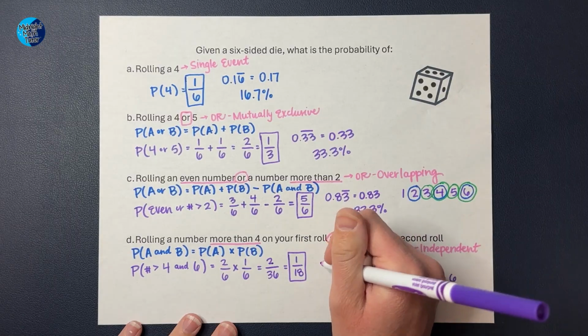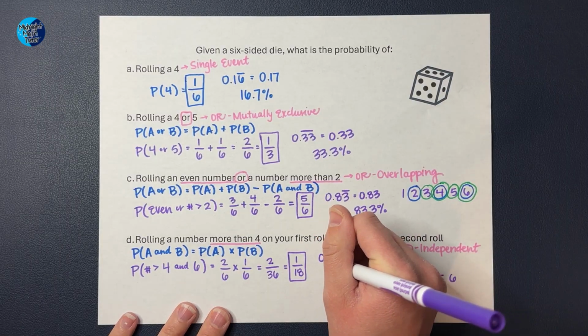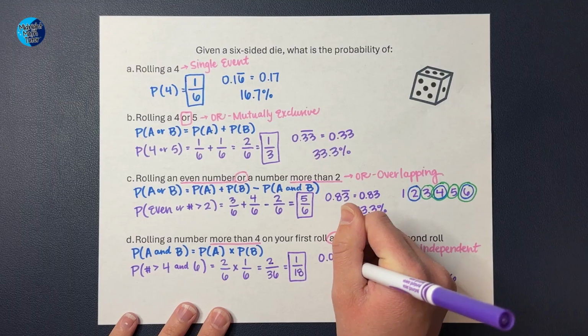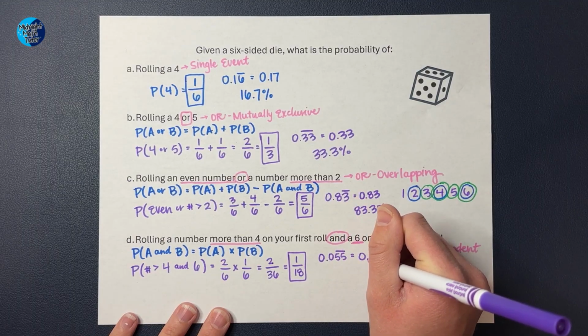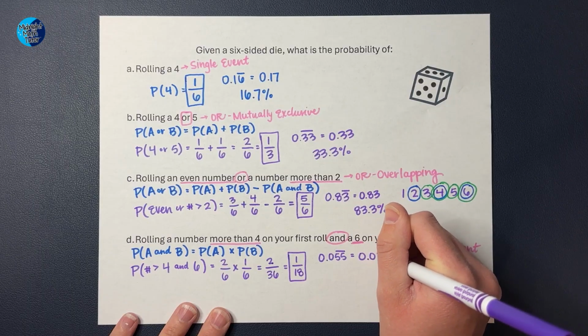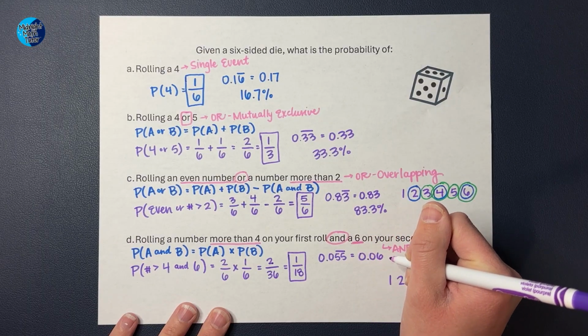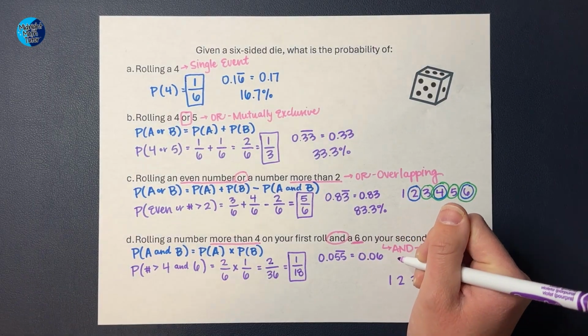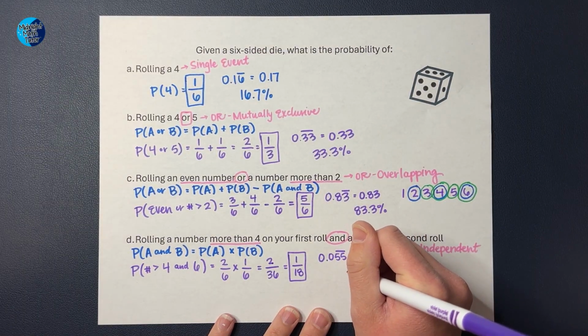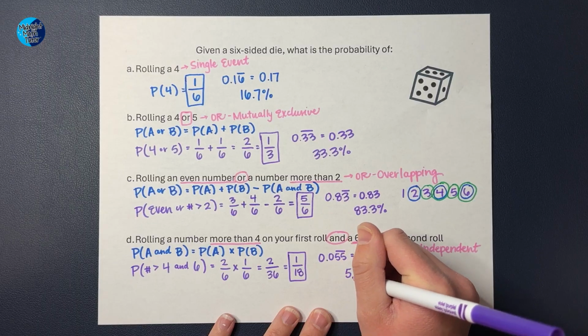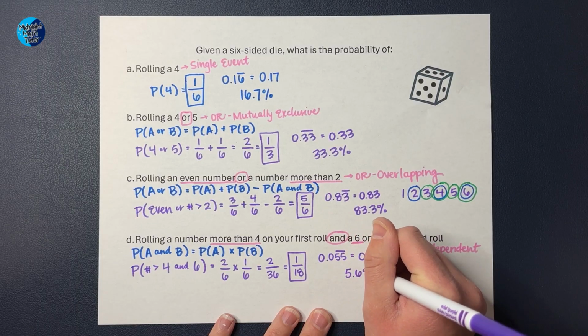As a decimal, we get 0.055 repeating. So we can round that to 0.06, round, I should say, not simplify. Approximately 0.06. As a percent, it would be approximately 5.6%.